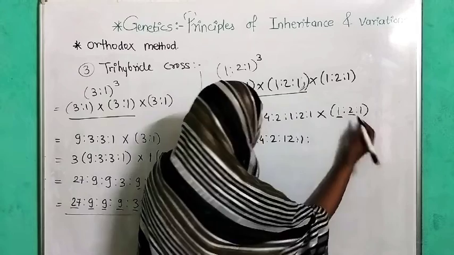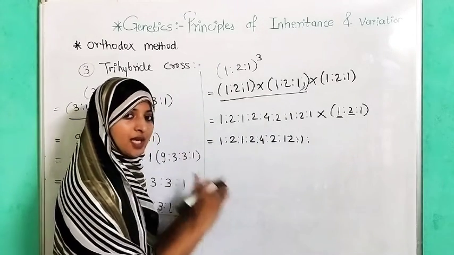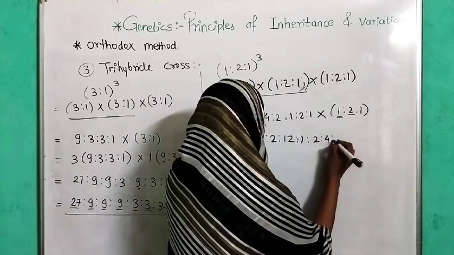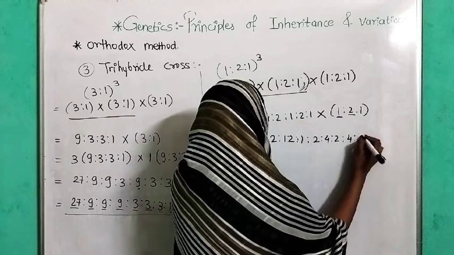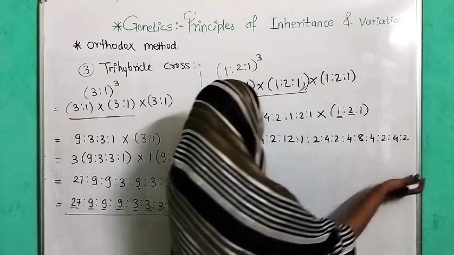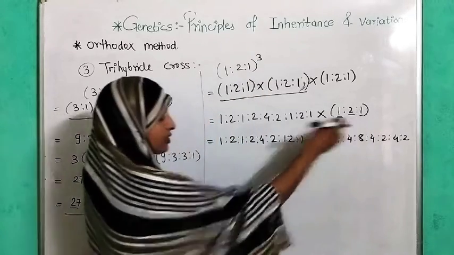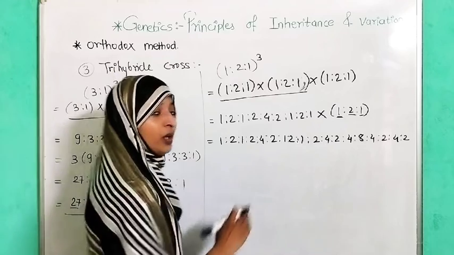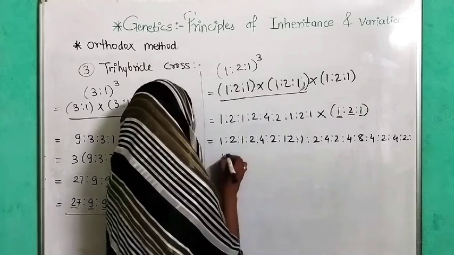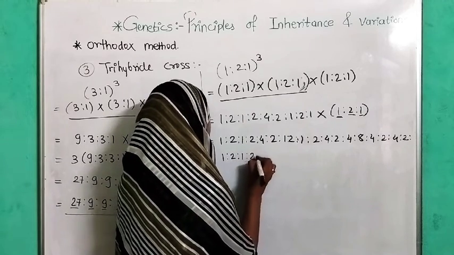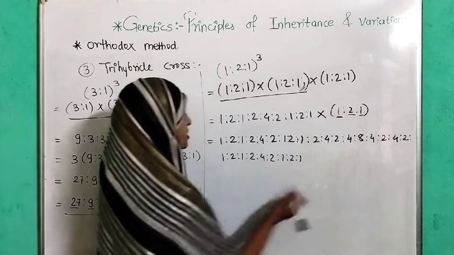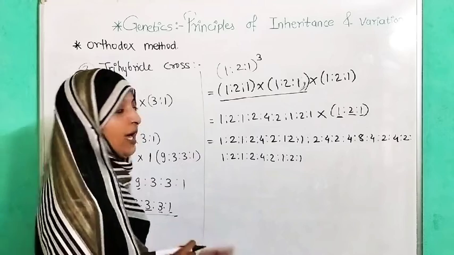If we multiply it by 2, we get the same sequence doubled: 2:4:2, 4:8:4, and 2:4:2. Again we get the same sequence if we multiply it by 1: 1:2:1, 2:4:2, 1:2:1. This is the genotypic ratio of the trihybrid cross.